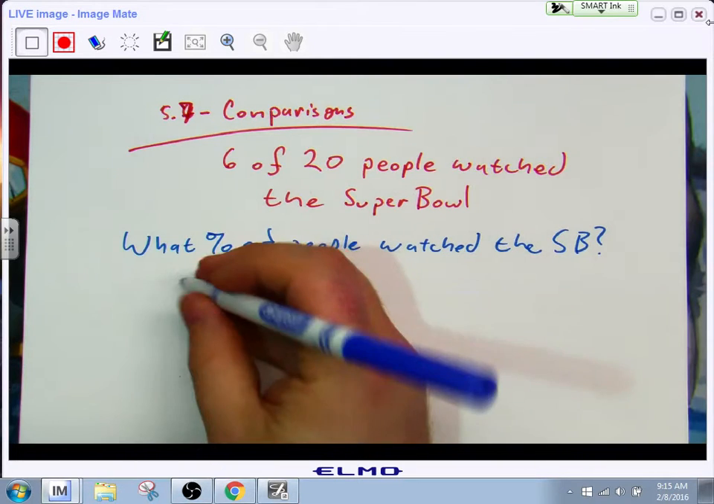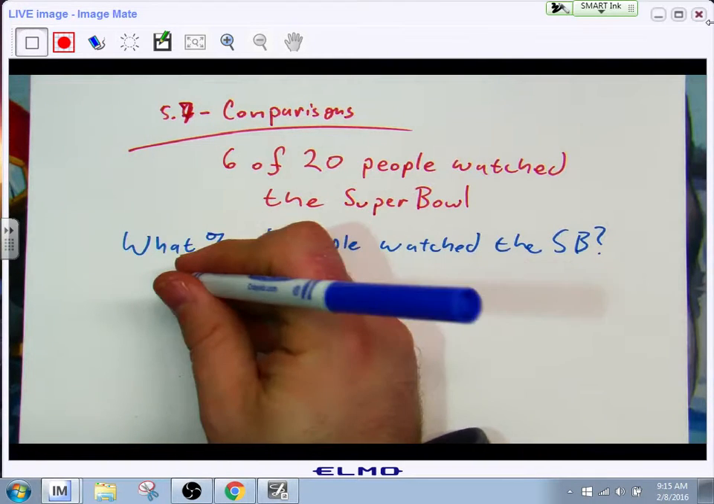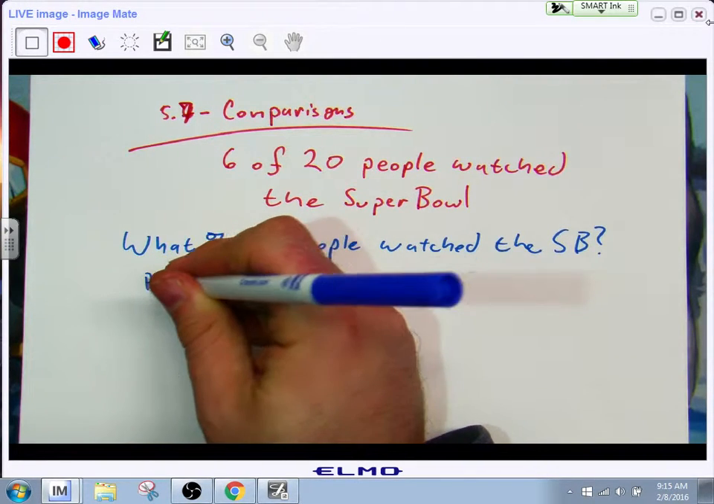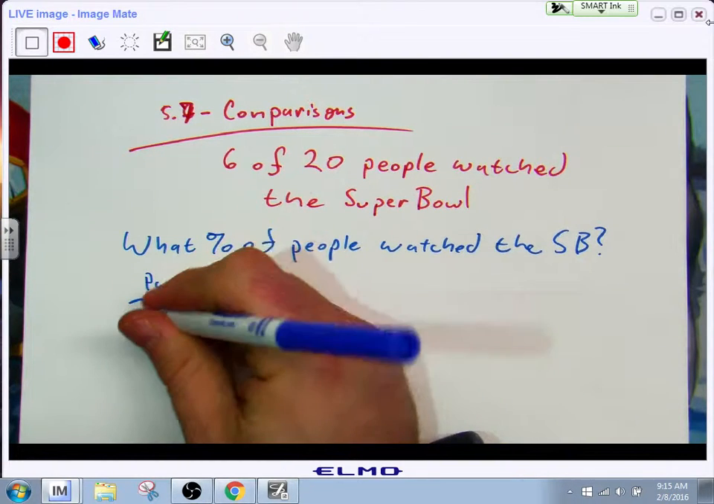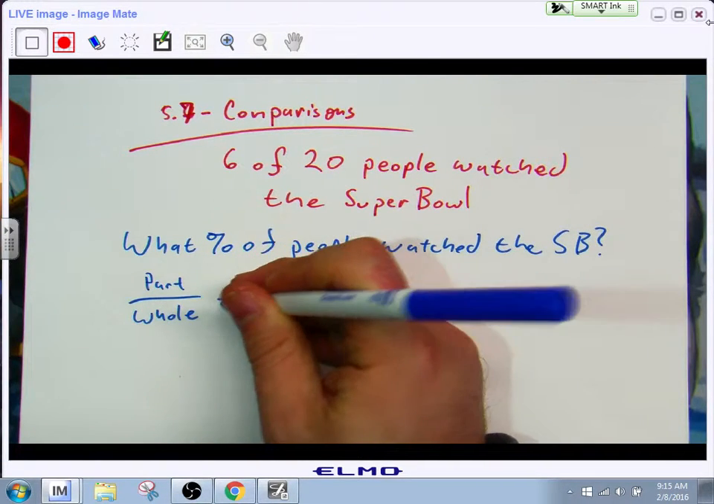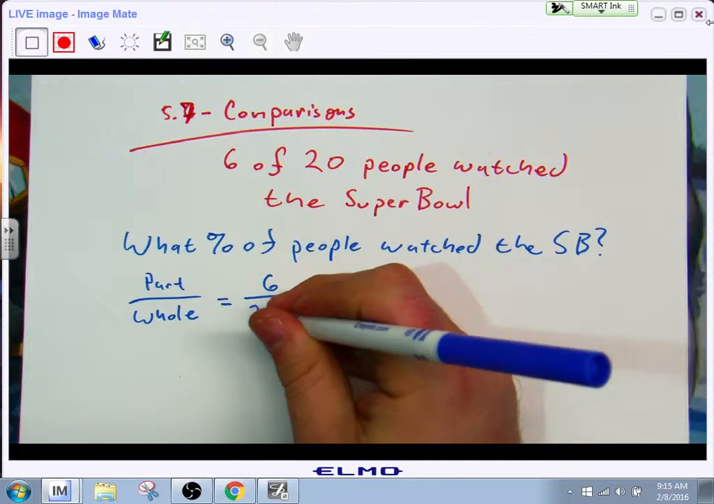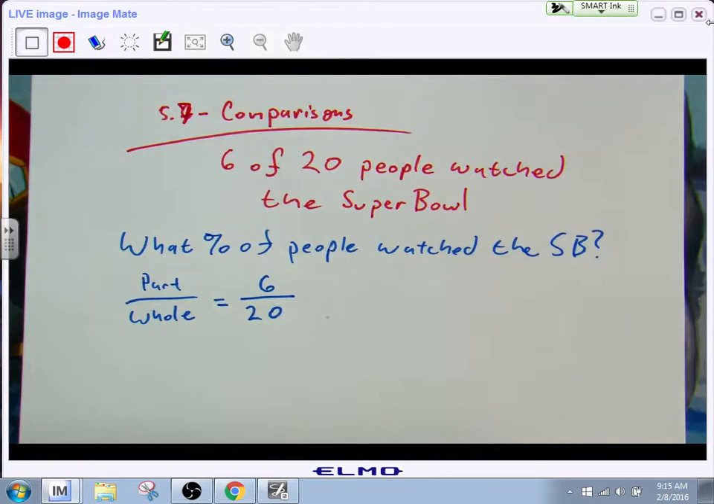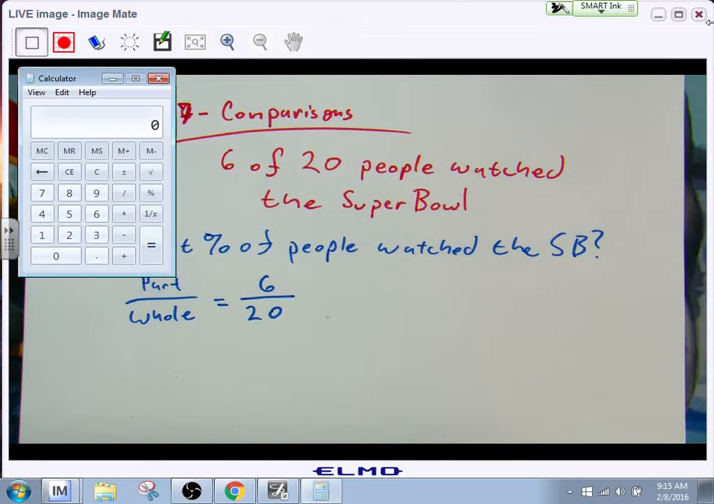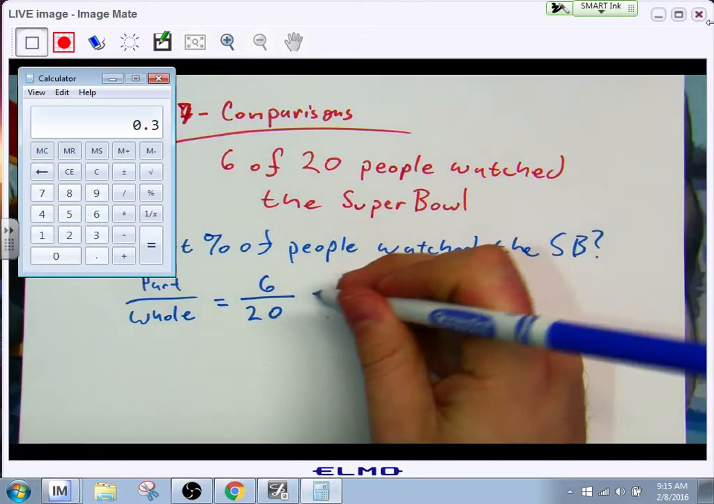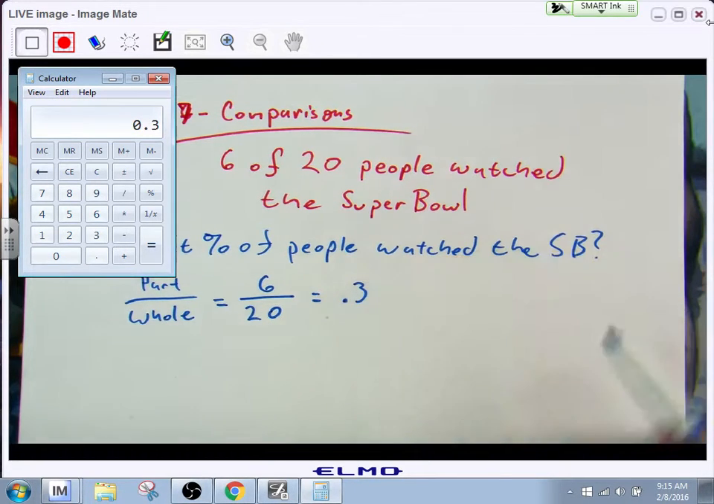You divide 6 by 20, exactly. So to find percentage, we take our part and we divide it by the whole. Okay? In this case, our part that we're interested in is 6, and we're dividing it by the whole, which is 20 people, right? So I will do 6 divided by 20. And that gives me 0.3. And then how do I represent 0.3 as percentage? It would be 30%.